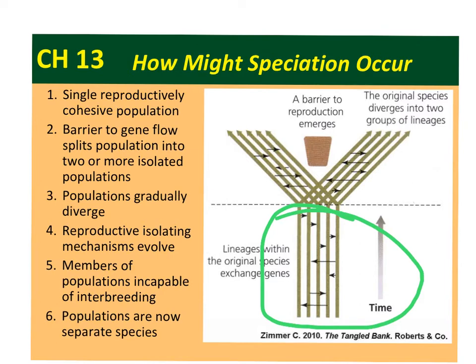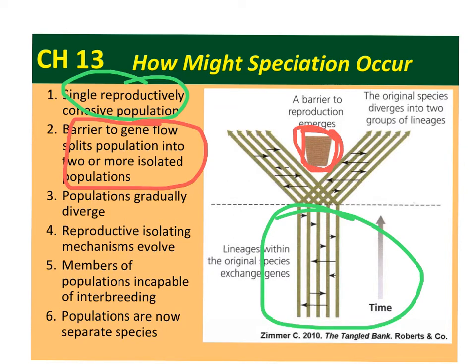Now, some reproductive barrier suddenly gets in the way. Normally we think of it as a geographical barrier, and we're going to think about that first, but it can be other things too. And when that happens, we've got a single reproductively cohesive population down here, right? Barrier to gene flow, right here. And it splits these populations into two or more populations that are isolated.